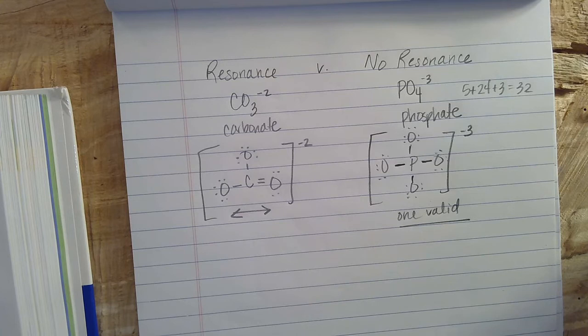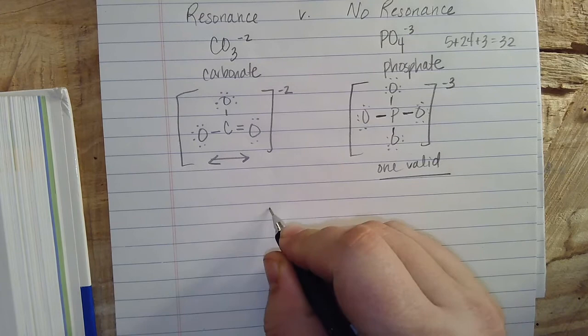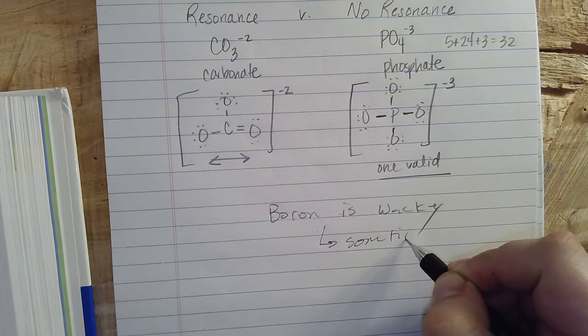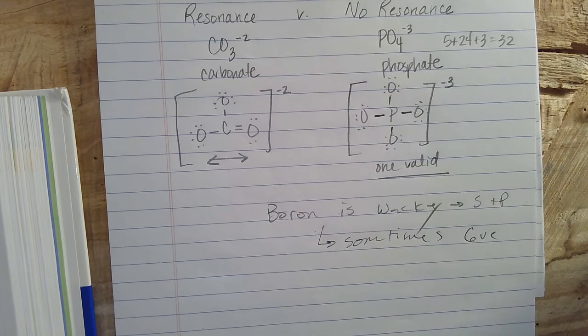So let me know if you all have any questions. Oh, sorry, one more thing. All right, just remember, there are some exceptions to the rule, as always. So boron is wacky. It can sometimes be satisfied with 6 valence electrons. And sometimes phosphorus and sulfur also. But not always. So we'll take a look at some of those examples later.